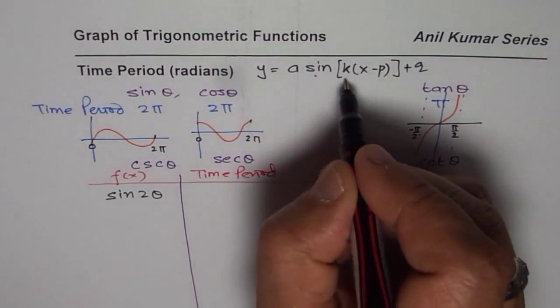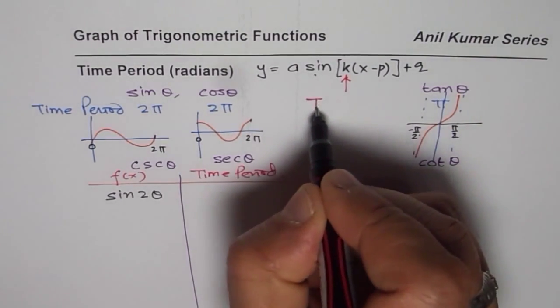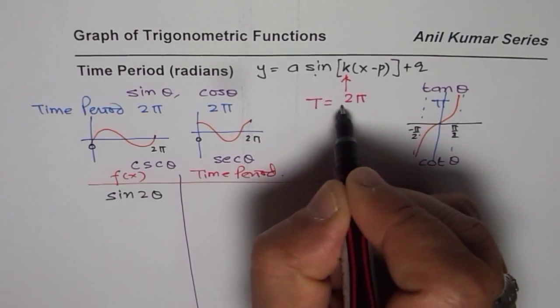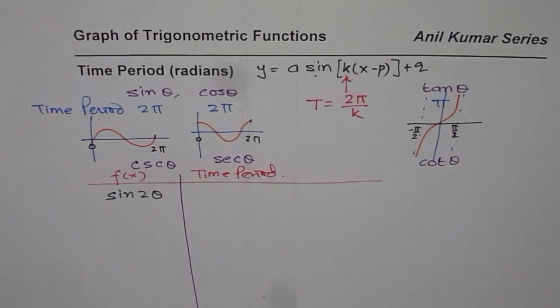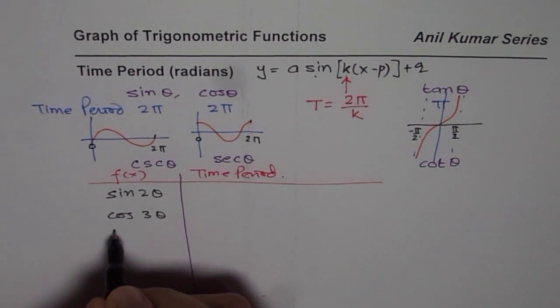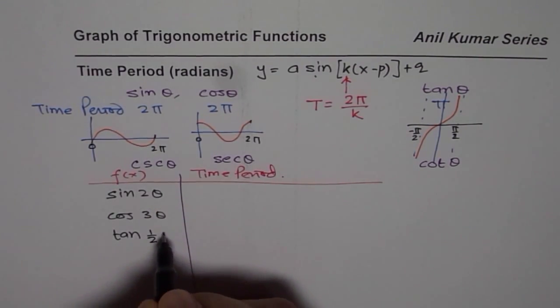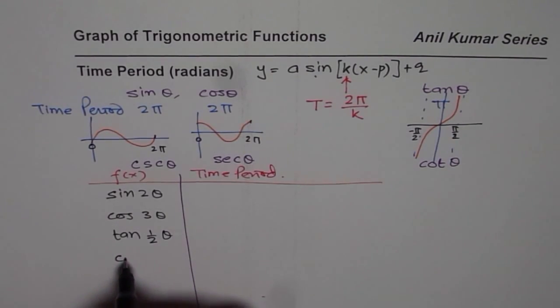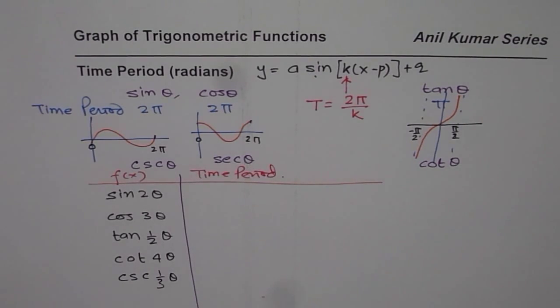Now if you consider this equation, then time period T is equal to 2 pi by k. That should help you to write time period for all these, correct? So let me just list a few functions randomly. So we have cos of 3 theta, tan of, let us say, half theta, and cot of, let us say, 4 theta, and cosecant, let me write 1 over 3 theta. So can you write quickly the time periods for all these functions?